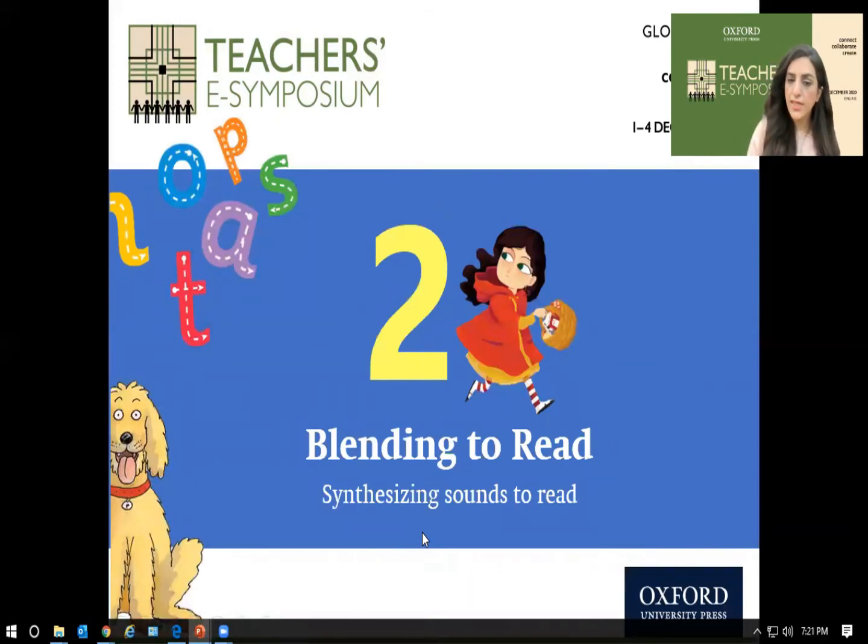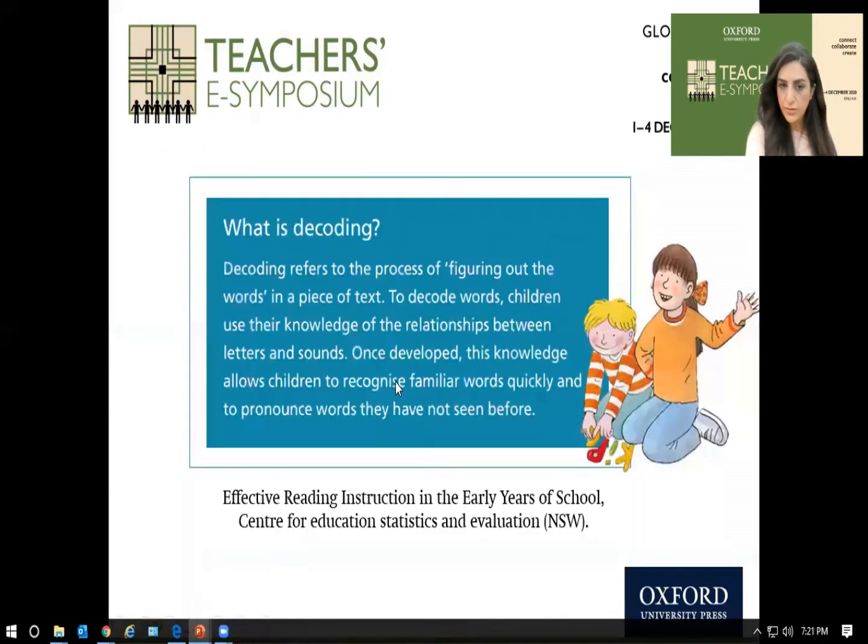And so once students have learned all of these, and as they're learning all of these sounds, they also start practicing blending to read, which is synthesizing sounds to read words. And the core skills that we're trying to develop is decoding. Decoding refers to the process of figuring out the words.